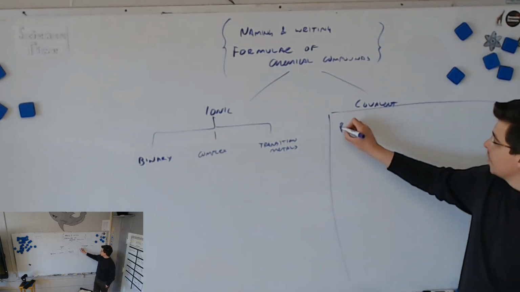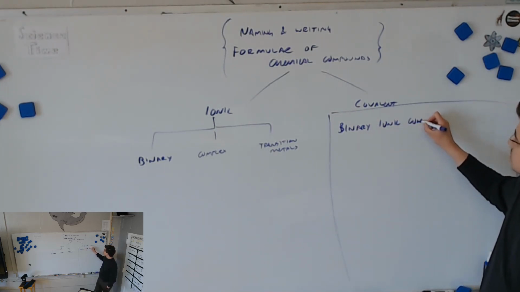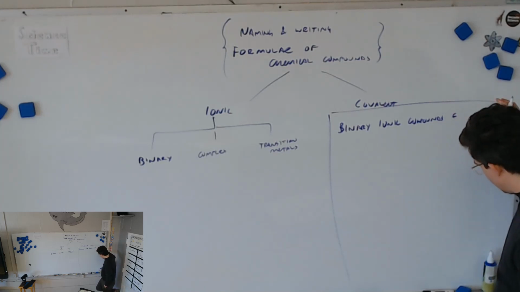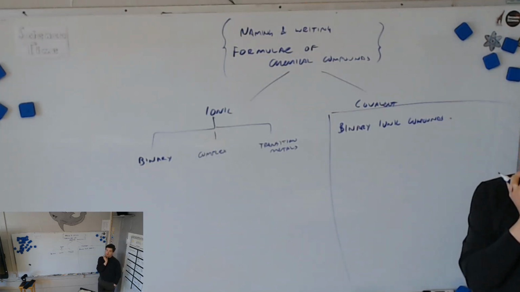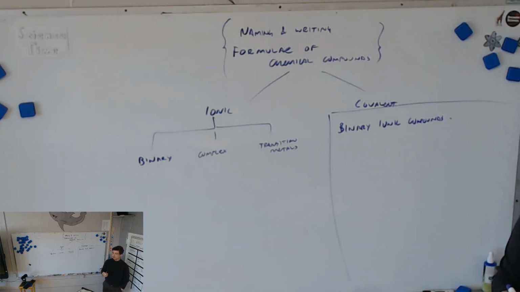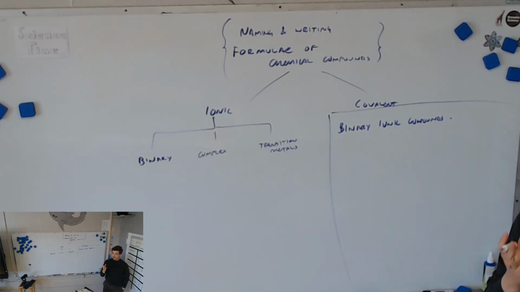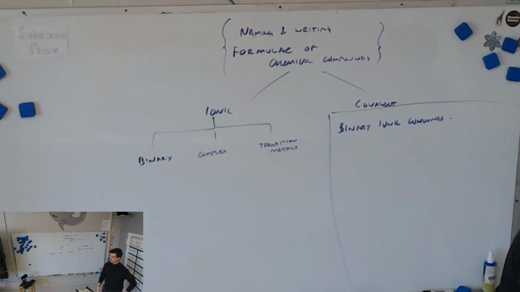So we're going to talk about binary ionic compounds. Binary meaning what? Relating to two things. So how many different kinds of elements do you reckon are going to be in this? Two different kinds of elements. That doesn't mean we have two atoms all the time. We just have two different kinds of elements.